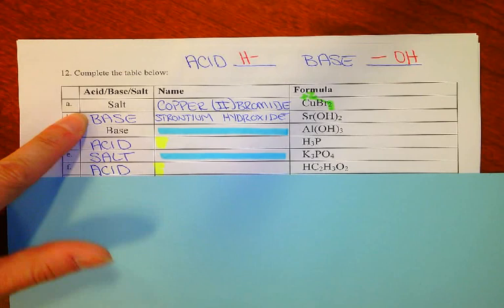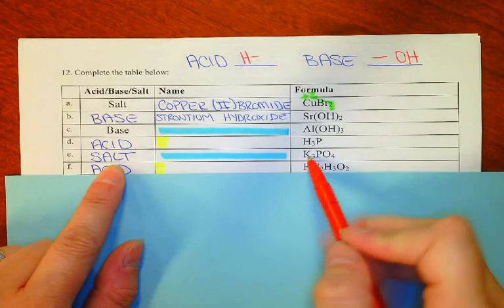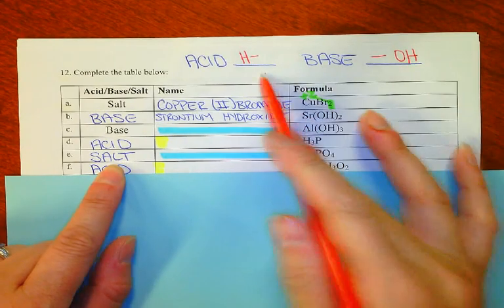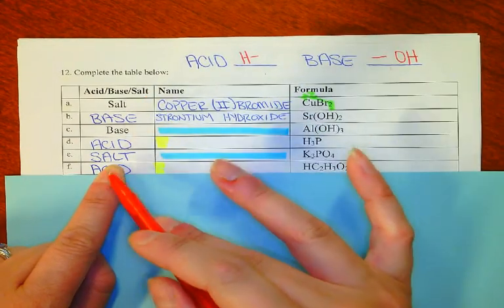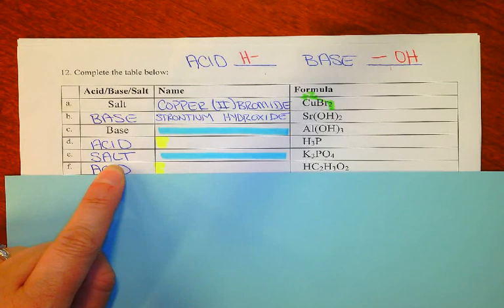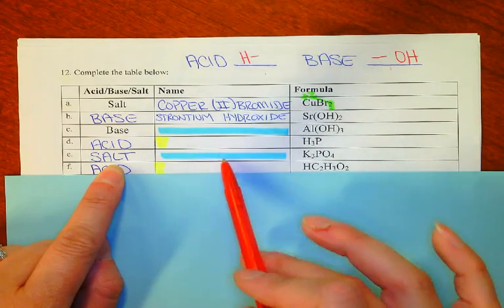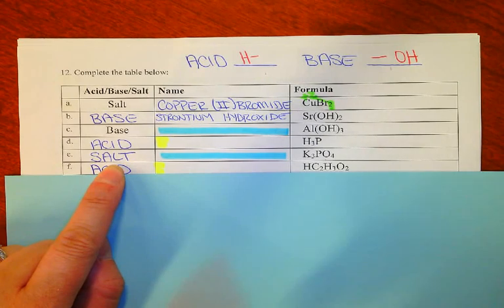If it's neither of those, like this one starts with potassium and ends with PO4, which is phosphates, so it's neither, that means it's an ionic salt. So I put an S for salt. We're going to do these yellow ones together. The blue ones I'm leaving for you to do on your own.